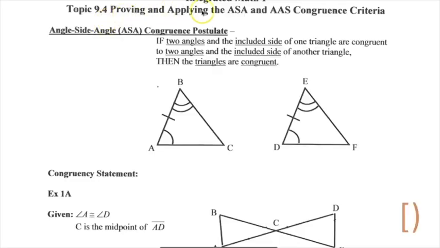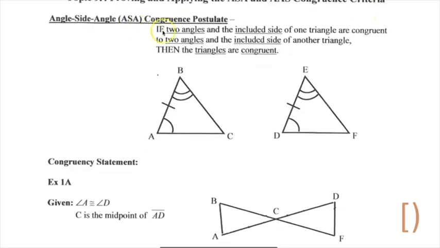In this lesson, we're talking about proving and applying the angle, side, angle and angle, angle, side congruency criteria. Much like before, if you saw the side, angle, side, it's the same idea, just more postulates. That's all it is. Just more ways of showing two triangles congruent. And the first one we're talking about is angle, side, angle. The key thing here is the side has to be in between the two angles.